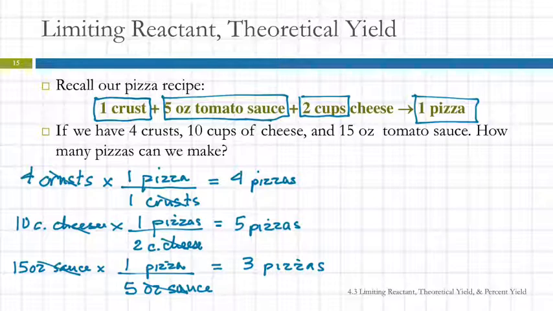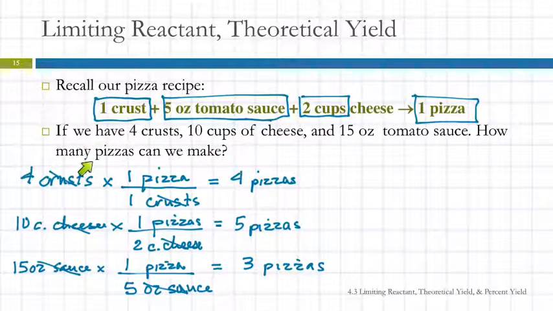Do we pick the one we run out of ingredients first? So the smallest one, right? Because when we've made 3 pizzas, we're out of sauce. Can't make pizzas without sauce. So it stops.